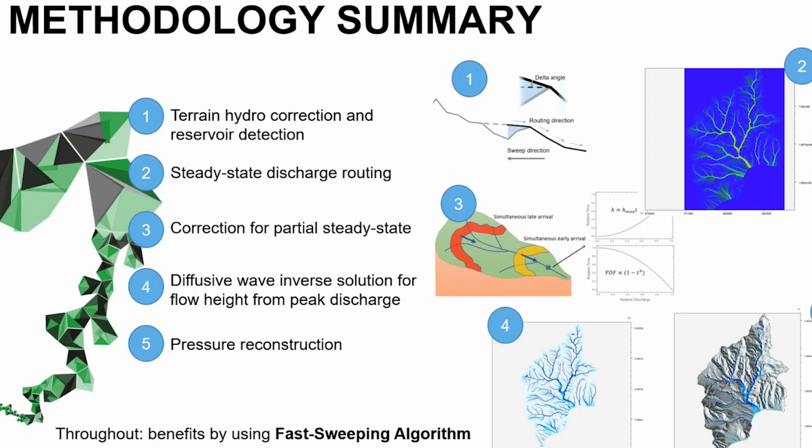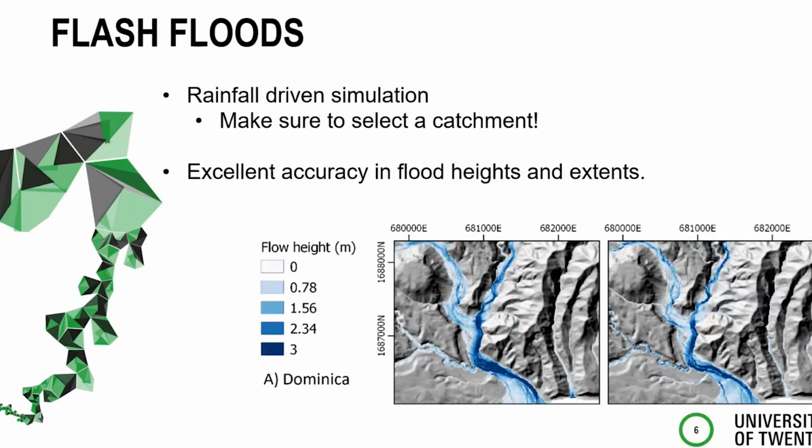We combine it with a couple algorithms based on the fast sweeping algorithm. We use that in terrain correction, steady state discharge routing. We found some way to correct for the fact that in reality you don't have steady state flows in nature. And then finally, we do pressure reconstruction in the final step. In the end, what we get is that in various types of flood events, we get really, really good behavior with 1,500 times the speed of normal flood simulation tools.